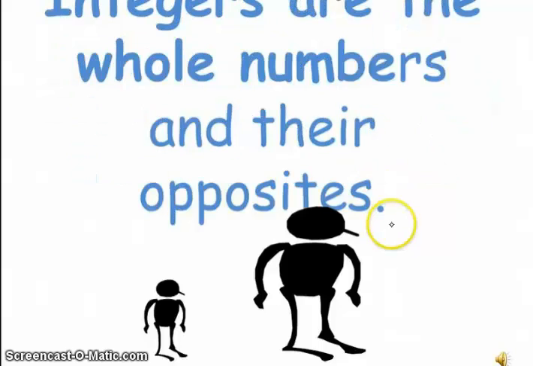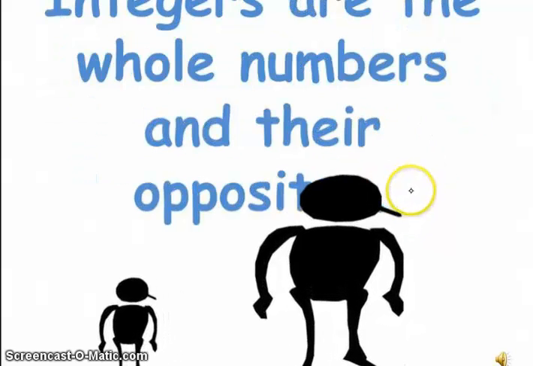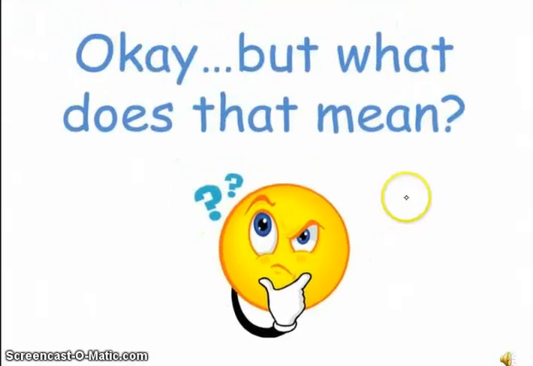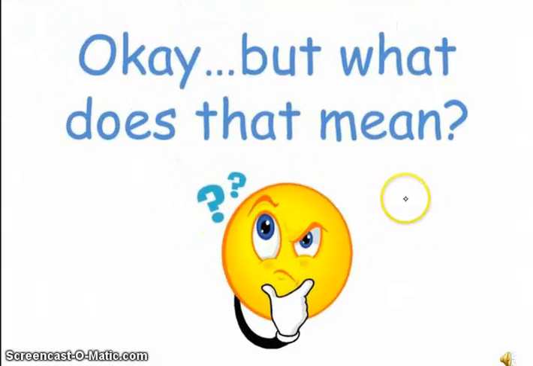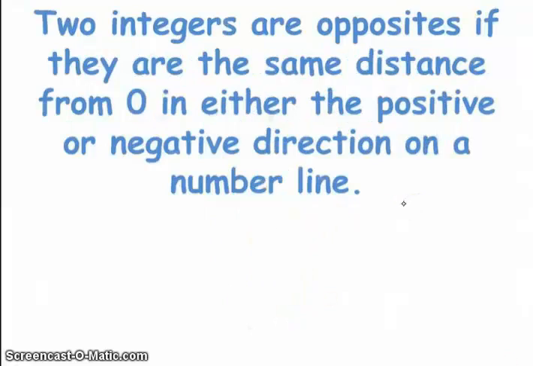What do we mean by that? So, what do we mean by opposites? Opposites are two integers that are the same distance from zero in either the positive or negative direction on the number line.